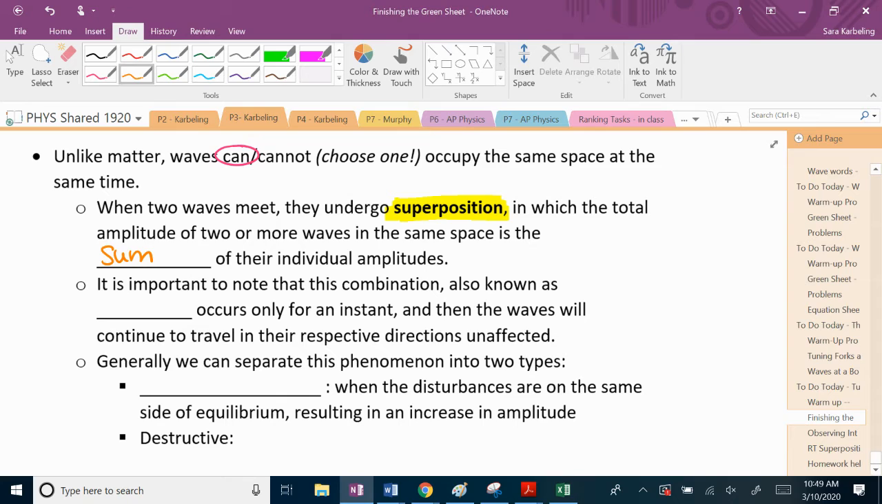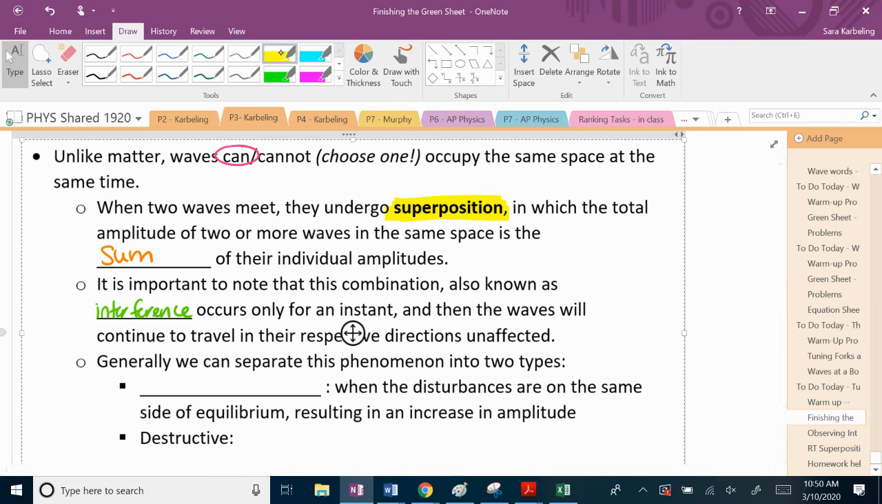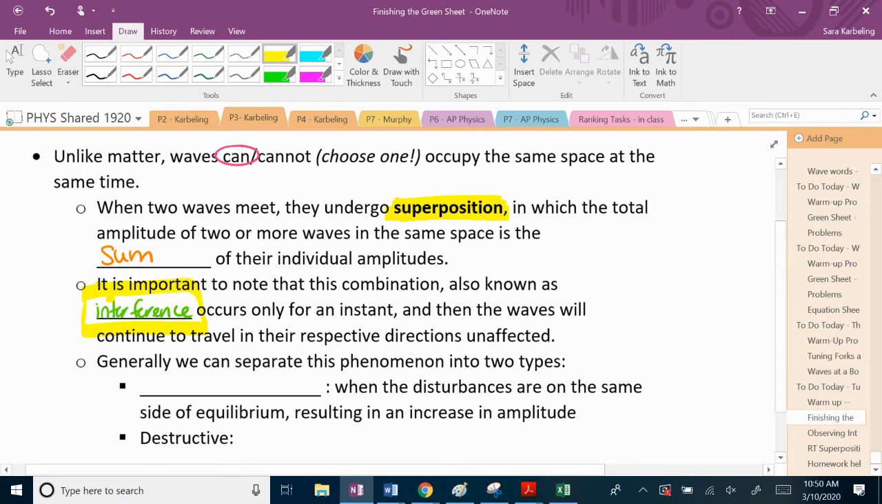It is important to note that this combination occurs only for an instant. My friends in the back. Also known as blank. It starts with an I. Anybody know it? Interference. So the word superposition and the word interference for all of our purposes are essentially the same thing. Superposition, interference, it's the same deal, okay? It occurs only for an instant.